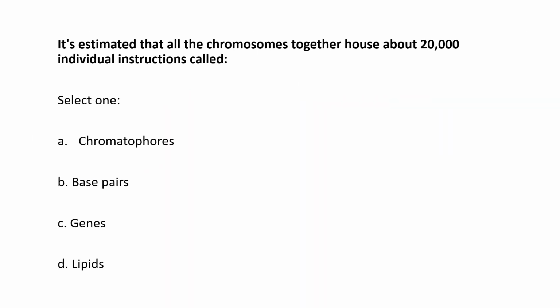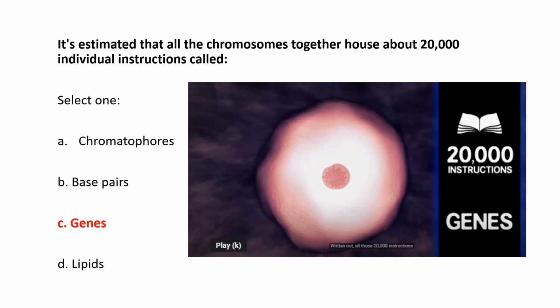Okay, now let's go through this one. It is estimated that all the chromosomes together house around 2,000 individual structures called... So the answer here, if you remember the video, will be genes.